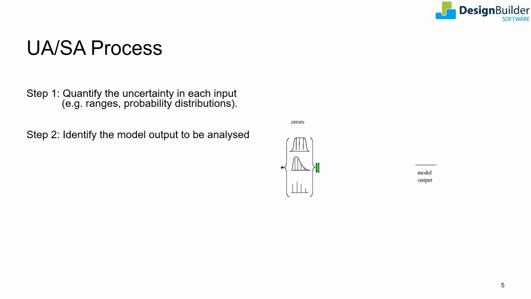The second step is to define the analysis outputs. This is the result for which uncertainty and sensitivity analysis will be done. Depending on the purpose of the analysis, these can be either carbon emissions, net energy use, or cooling demand.